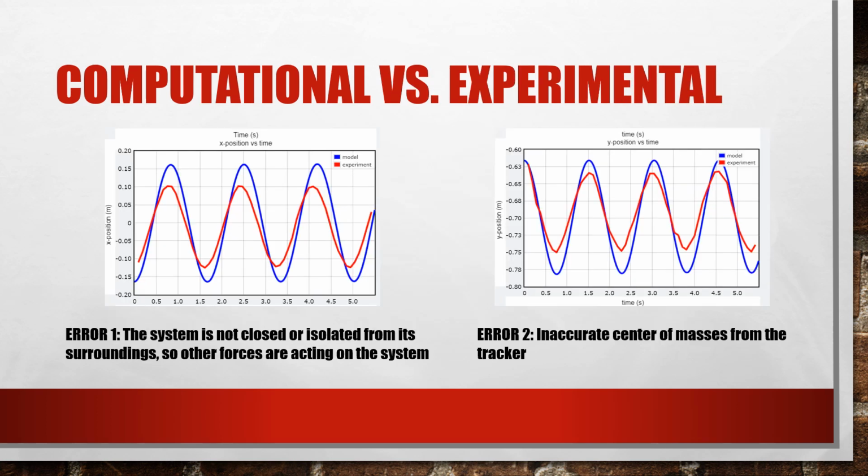And then for a comparison of the two models, in the first graph, you can see that the x position of the experiment is below the one of the model. An error of this is that the system is not closed or isolated from its surroundings, so other forces can be acting on the system. And then the y position for the experiment does seem to be a bit lower than the model, and this could be because of inaccurate centers of mass from the tracker.